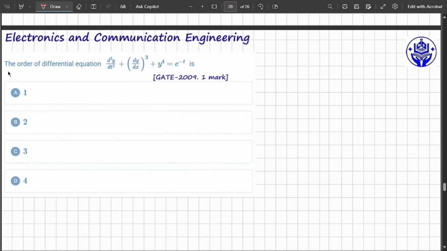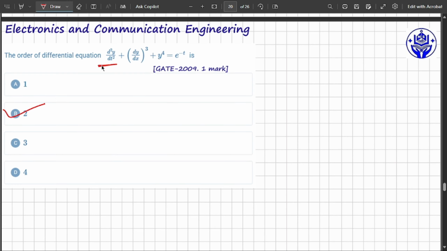So for the order of a differential equation, what is the order? Order means the highest order derivative, or basically how many times it has been differentiated. So of course it is a second order differential equation, because the highest order derivative here is d2y by dt square, so it's a second order differential equation.